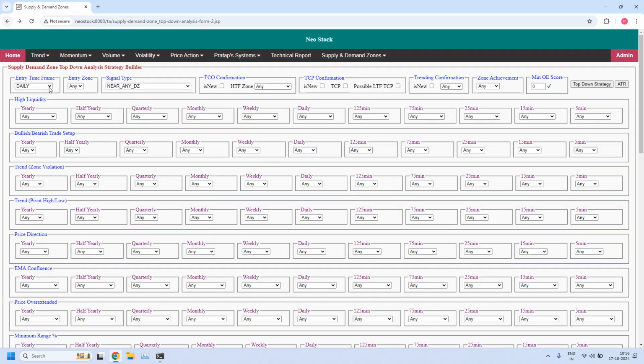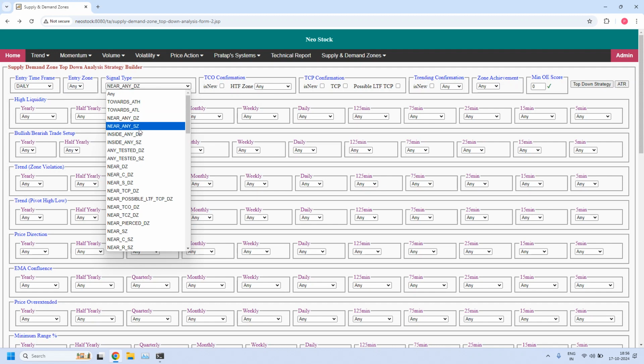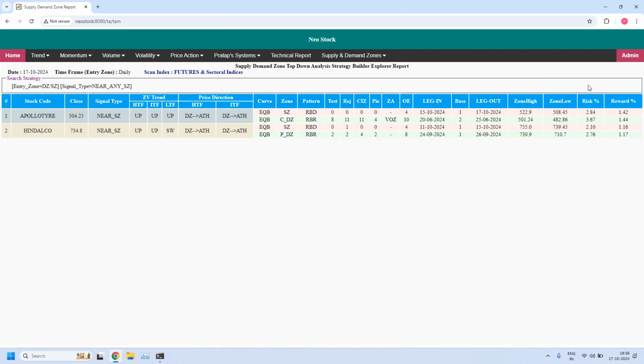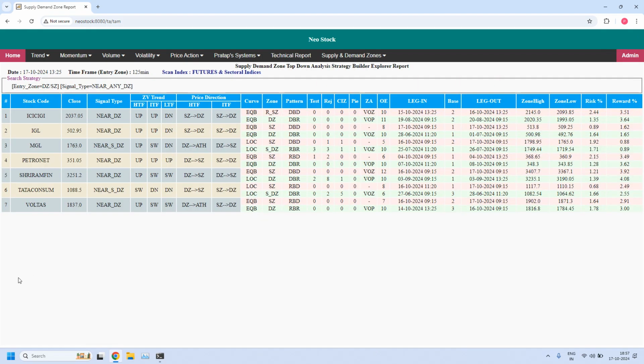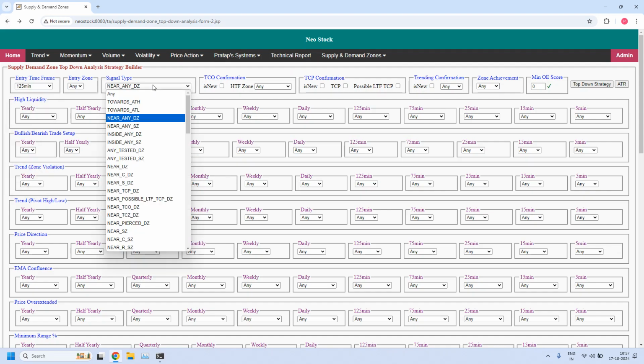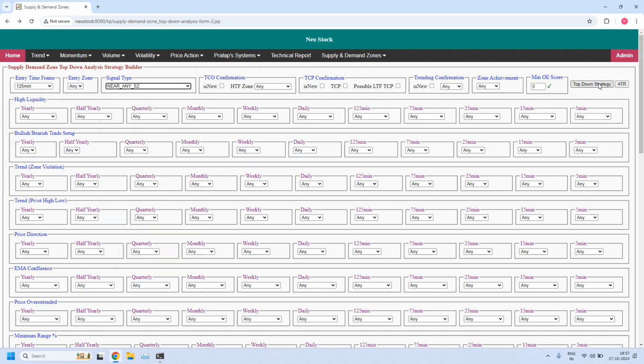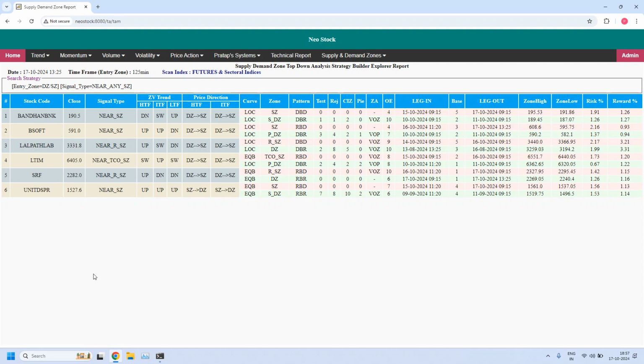Okay, next for daily time frame, let us find the stocks near daily supply zone. 2 stocks are filtered and we don't have any high liquidity zones from this list. Next time frame is 125 minutes. Let us find the stocks near 125 minutes demand zone. 7 stocks are filtered. Next for 125 minutes time frame, let us find the stocks near 125 minutes supply zone. 6 stocks are filtered.